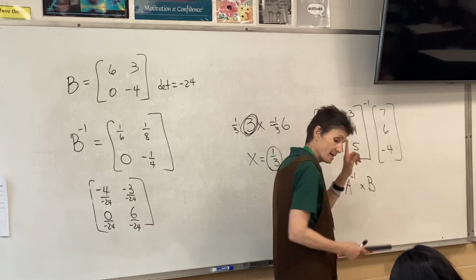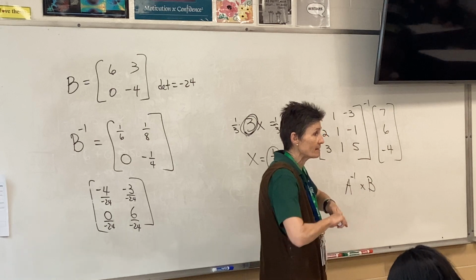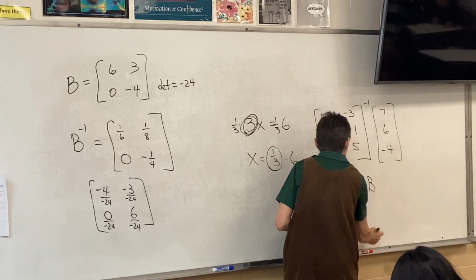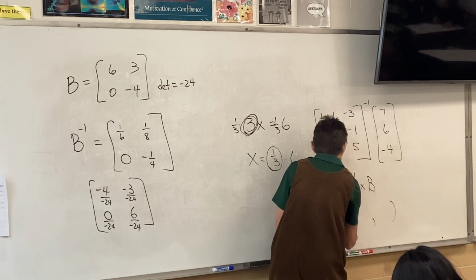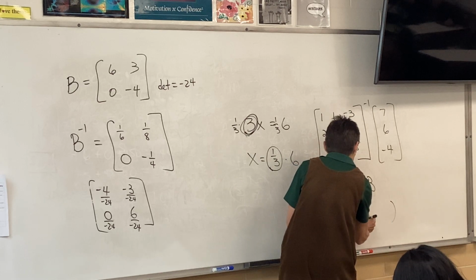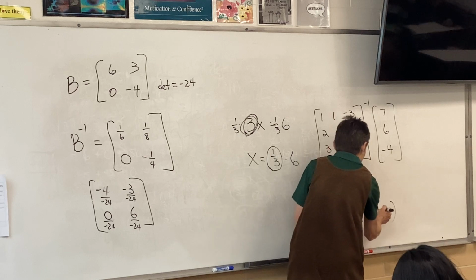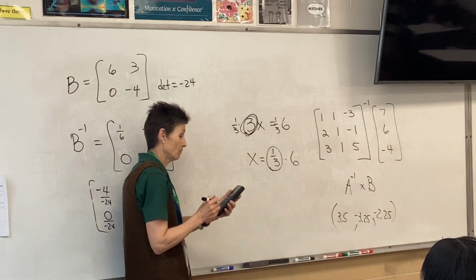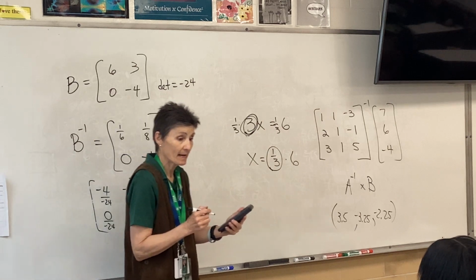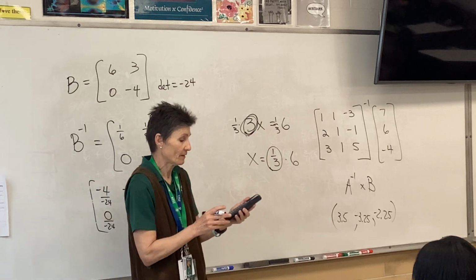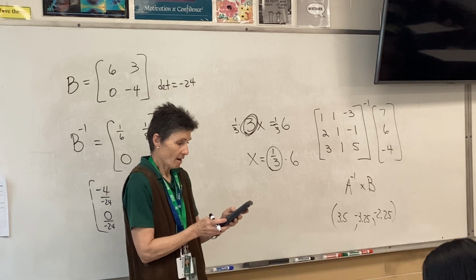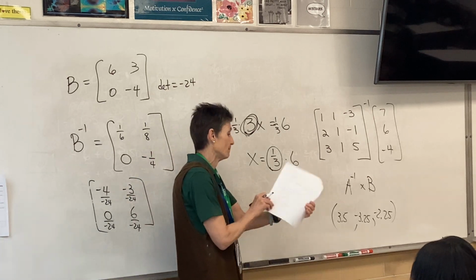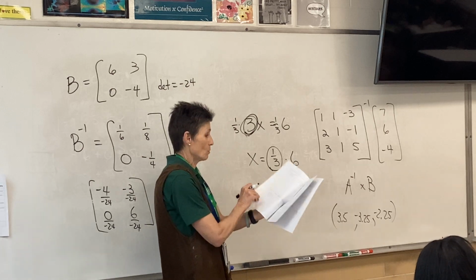So the top number is X, this is X, Y, and Z. So X is 3.5. Negative 3.25 and negative 2.25. Is that what you got? Hopefully. Did anyone else get that? Perfect. All right, so if you got lost in all that, here's the good news, there's another one. So one more.